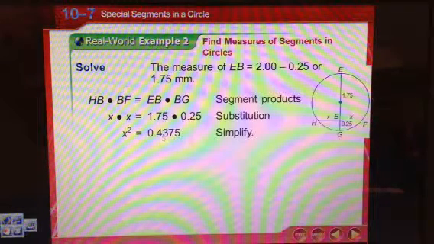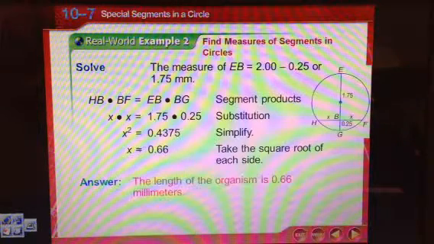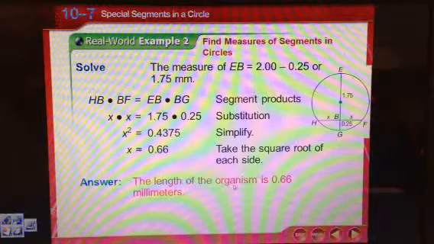4,375 10,000ths, and then we'll square root both sides, and remember we want our final answer to be in hundredths. So when we square root that, we get 66 hundredths, so that means our final answer is 66 hundredths of a millimeter for the length of that organism.